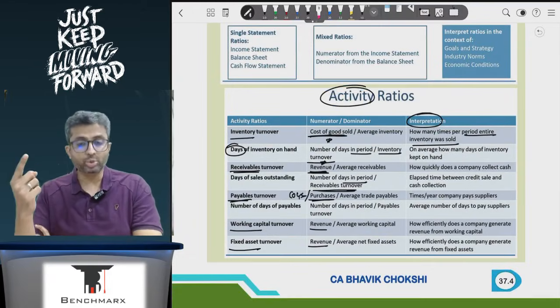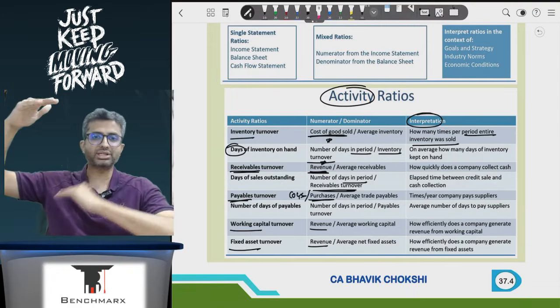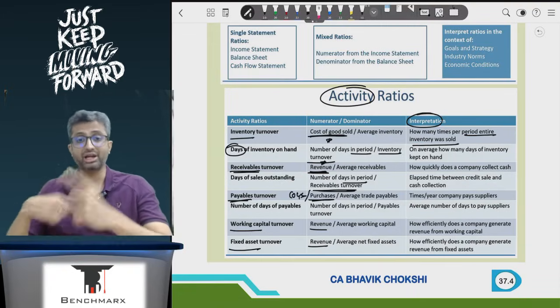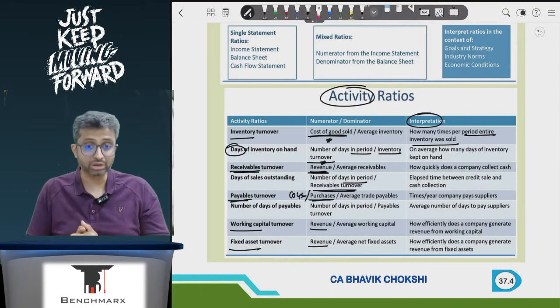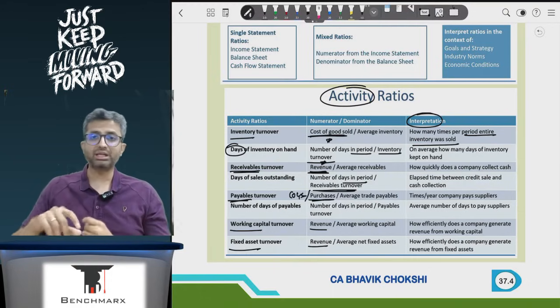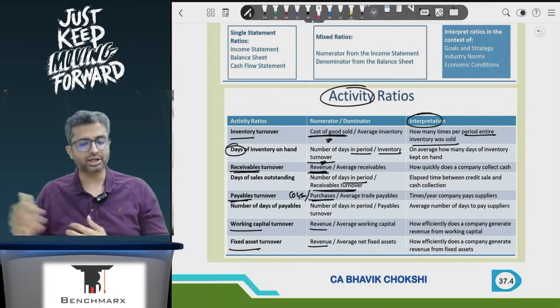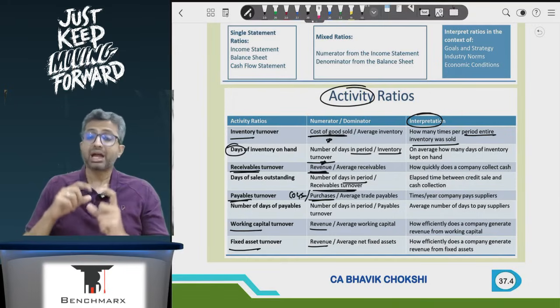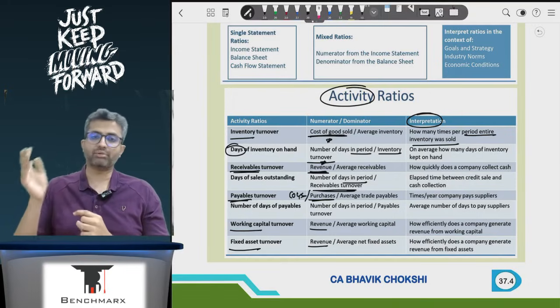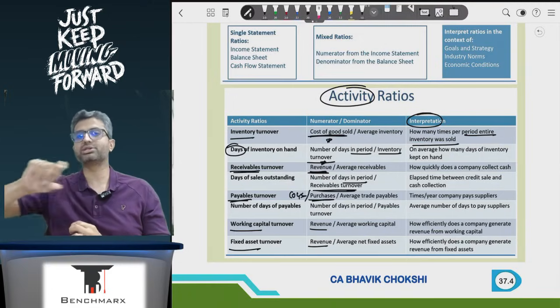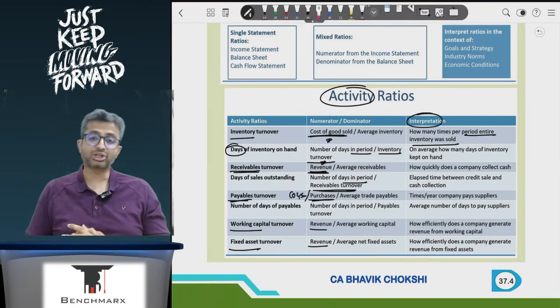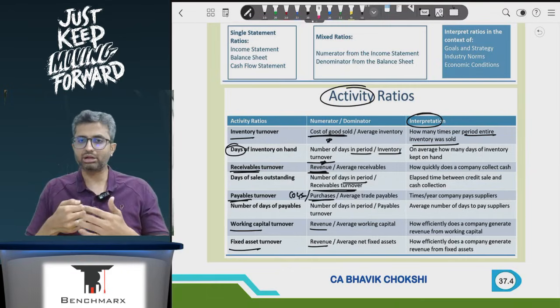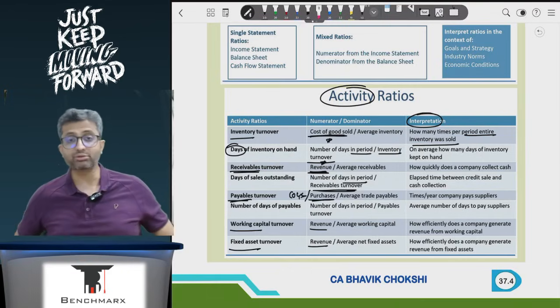This is inventory turnover. Inventory turnover will be COGS divided by average inventory. Again, higher the better, because that is better utilization. Debtors turnover will be sales, or rather credit sales, divided by average debtors. Again, higher the better, because that shows better collection. Payables turnover is your purchases or credit purchases divided by your average payables. In this case, generally the higher the better, because the creditors can give you more credit.